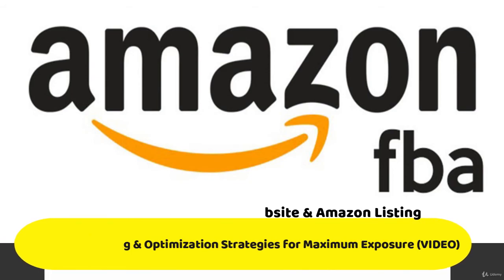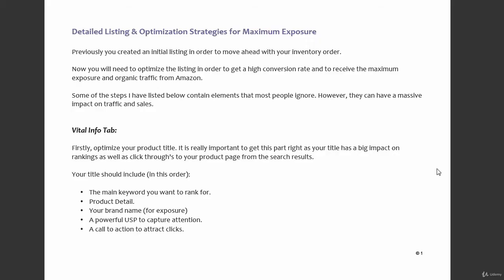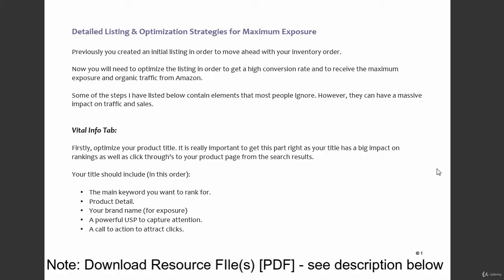In this section, I'm going to talk a little bit about listing and optimization strategies for your Amazon product listing. Previously, you created an initial listing in order to create the paperwork that needed to be sent to the supplier, that they needed to put in a box before sending it to Amazon's fulfillment center. So you've already created an initial listing, and now you'll need to optimize it in order to receive the maximum amount of exposure, traffic, and have a good high conversion rate as well.